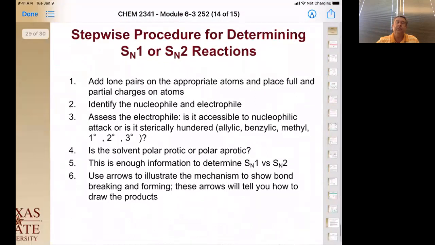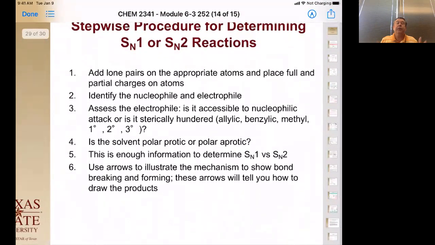So every time you attack one of these problems, you can use these steps to help you elucidate the thing. You want to make sure you add all your lone pairs because sometimes those lone pairs are going to be the things that are reacting. If you have a charge or partial charge on something, identify that. Now figure out what is the nucleophile and what is the electrophile. Typically, the substrate, the alkyl halide, is the electrophile, and the thing that is charged or has lots of lone pairs is our nucleophile.